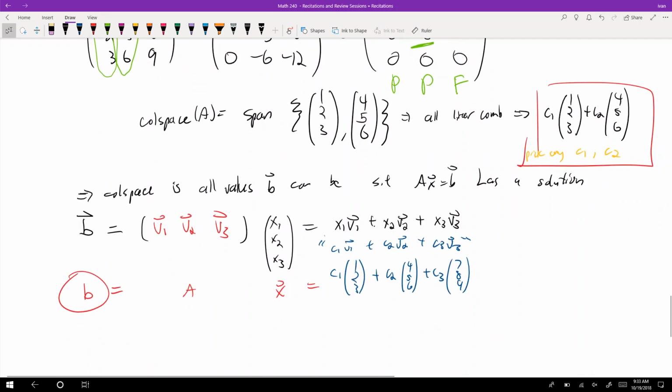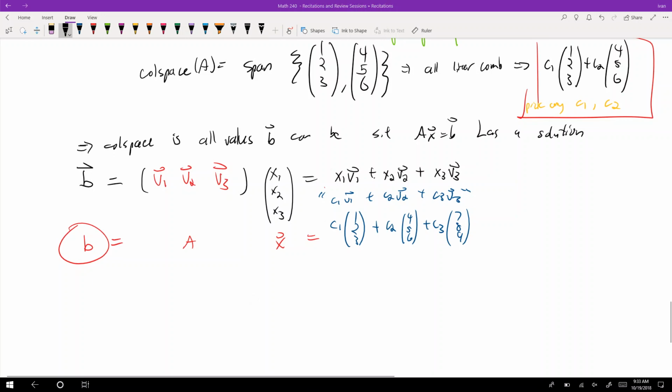Okay. What's the dimension of the column space of A?